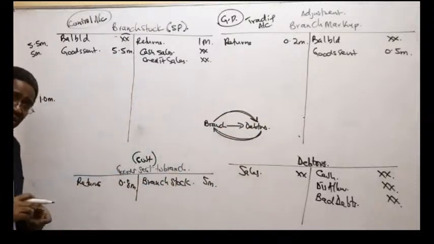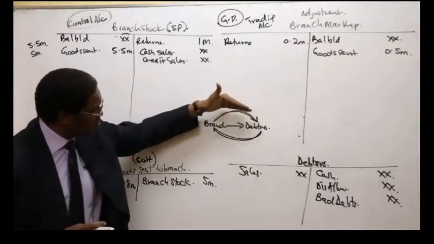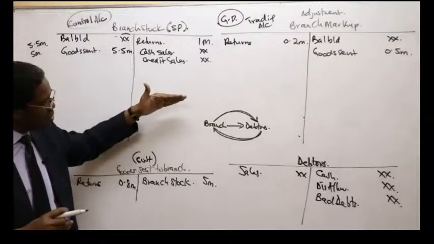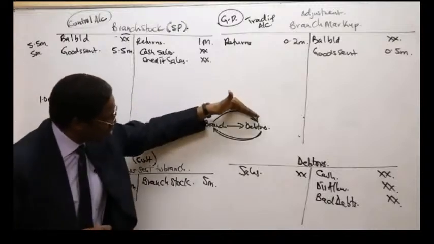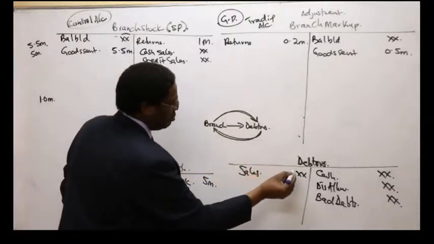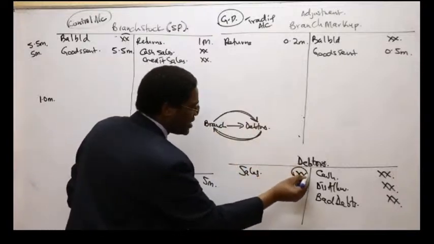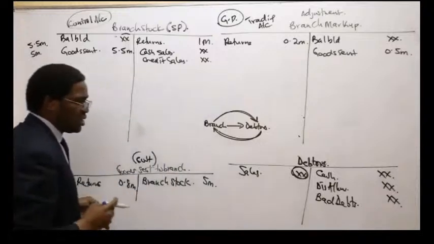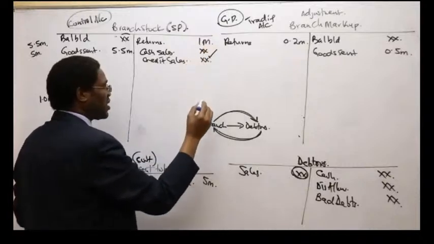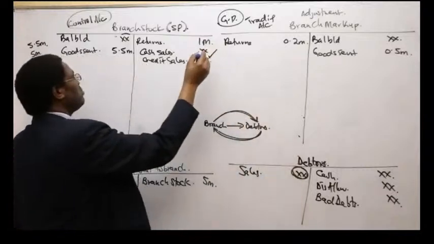We recorded by saying, when the branch sold the goods to the debtor, we debited debtors, we credited branch stock. Don't forget, when the branch sold the goods to the debtor, we debited our debtors, we credited branch stock.